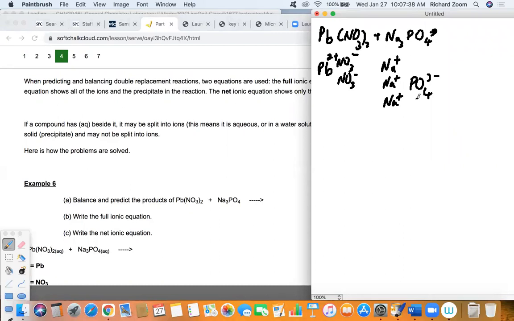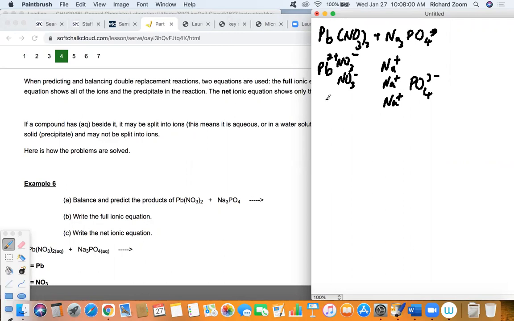Does anybody have any questions so far about where these charges are coming from? Especially the charge on the lead, because the lead is one of those that can vary with the charge. It can be 2 plus or 4 plus. It's 2 plus here because we've got two nitrates in the compound. Anybody have any questions?